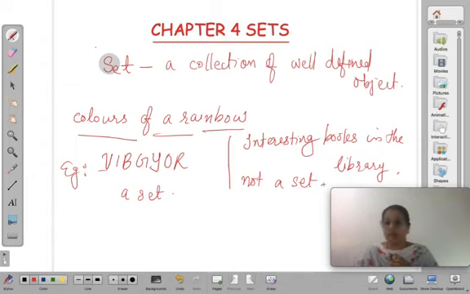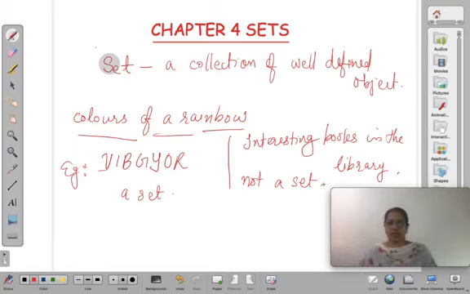Next one, all vowels. If I ask which are the vowels in our alphabet, all children will say the same answer, that is A, E, I, O, U. So it is well defined. Then next one, all yellow fruits. It is also well defined. If you say mango, yes. If you say yellow orange, you can say so, yes. Then yellow apple, yes. So all are yellow. The color is well defined. So it's a set. Clear?